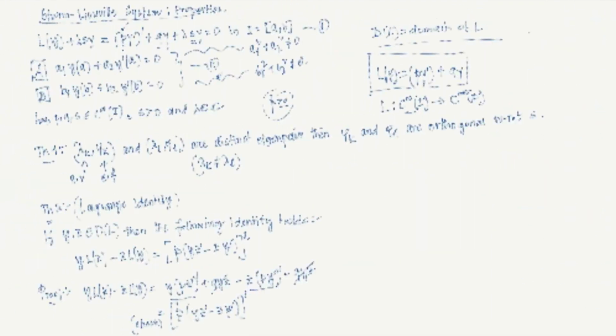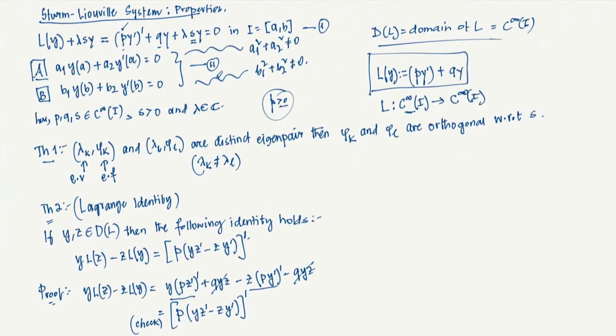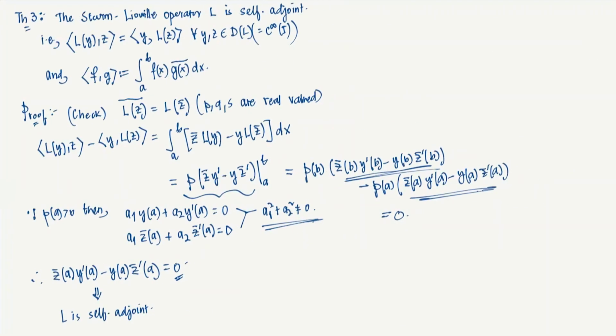So what did we learn? Let's recall that for this operator L of y equals (P y prime) prime plus Q y, P is positive, and we are assuming that L is an operator from L infinity to L infinity. First of all, we looked at the Lagrange identity, and with its help we showed that the Sturm-Liouville operator is self-adjoint. Now, we are going to use this self-adjointness to show a very important property. This is theorem 4.